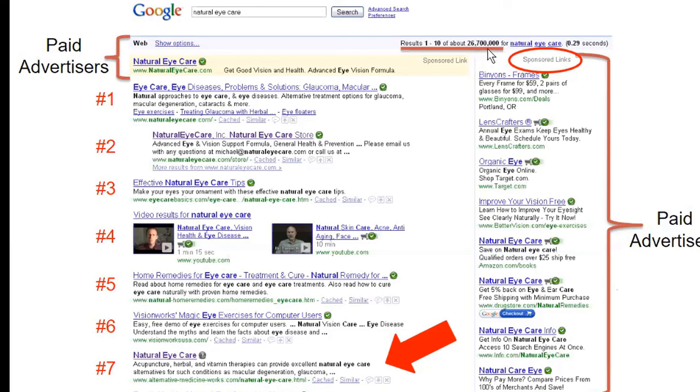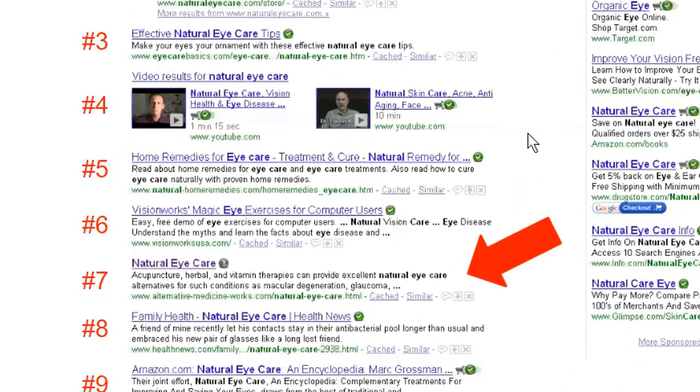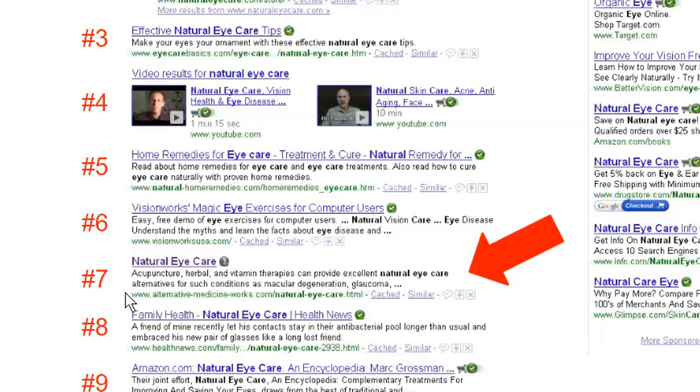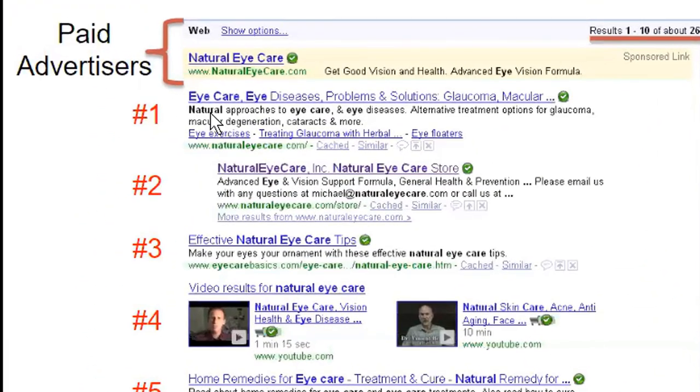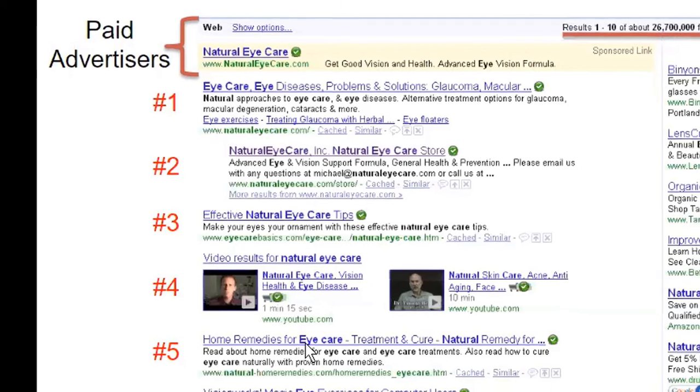Well, I just showed you how, because if you go down here to number 7, here I am, Alternative Medicine Works. Natural eye care: the top one has the domain name natural eye care. It's really hard to beat that, and videos also usually rank pretty high.